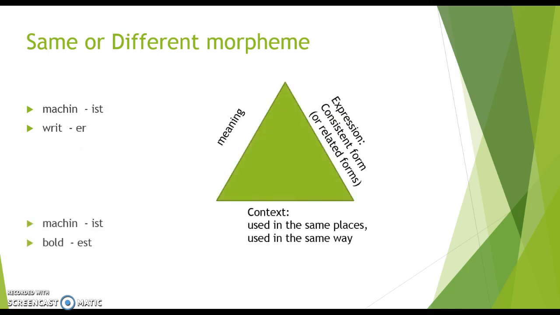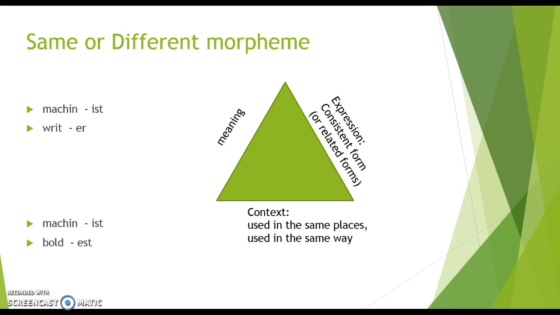So if we think about the form, the meaning, and the context, we have two of these suffixes that seem to have the same meaning. Machinist and writer seem to both have some sort of meaning that relates to one who writes, one who works with machines, or one who works on machines, something like that. There's a "one who," so there's a similar meaning there.